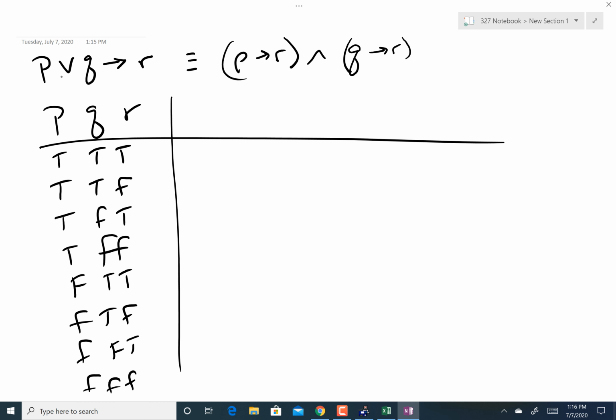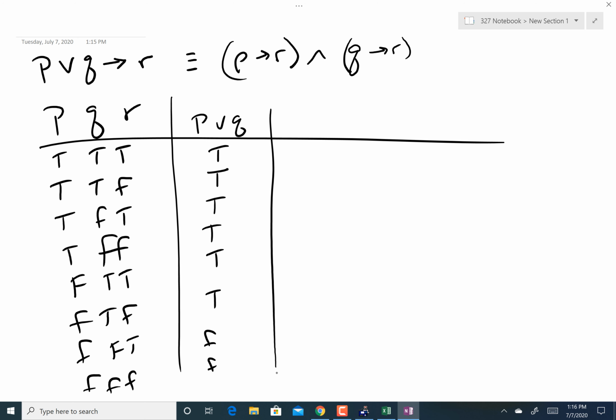Now, notice that we need P or Q. So that'd be P or Q. And so what would you get? You would get true, true, true, true, true, true, false, false, right? So one or the other one has to be true. Nice. So if you take these guys and you say this had to happen and then that, right? So true, then true, that's true. This is P or Q implies R. Okay? P or Q implies R.